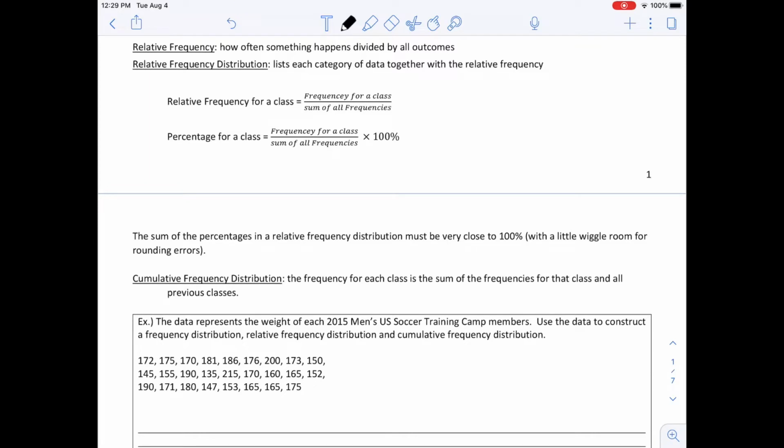The next definition is the relative frequency, which is how often something happens divided by all outcomes. Then we have the relative frequency distribution, which again, that word distribution is our table. This lists the categories of data together with the relative frequencies. There are formulas here: the relative frequency for a class is the frequency for the class divided by the sum of all the frequencies. To figure this out as a percent, we multiply it by 100%.